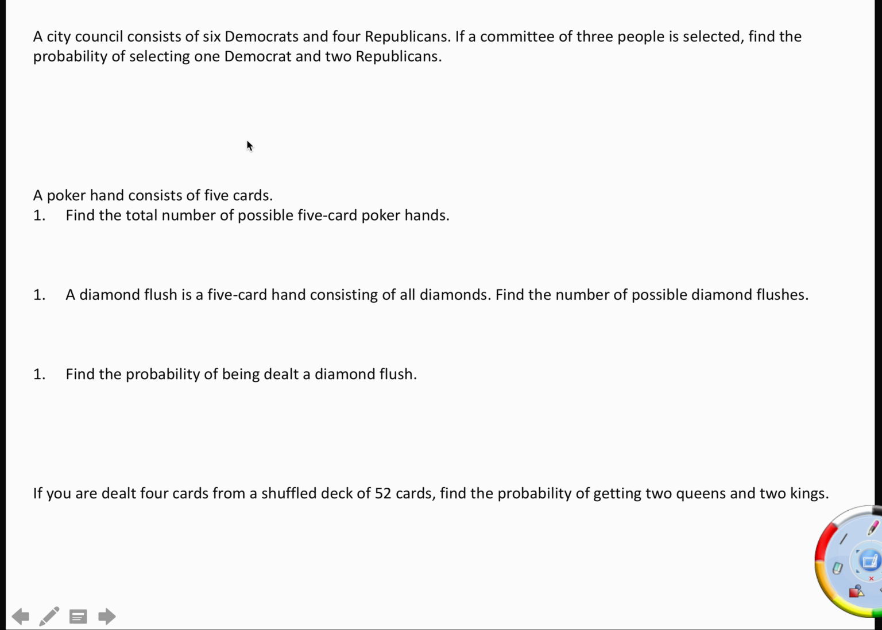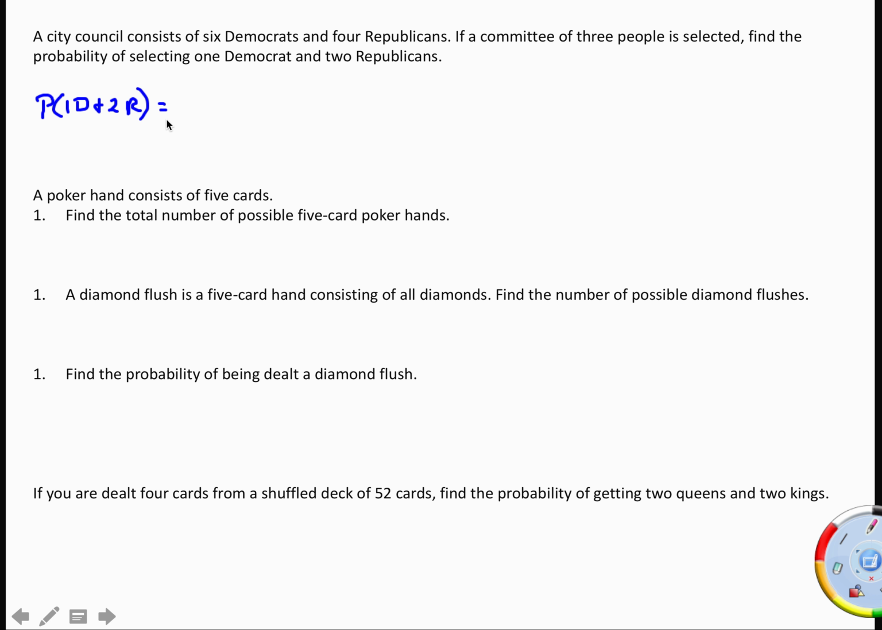A city council consists of 6 Democrats and 4 Republicans. If a committee of 3 people is selected, find the probability of selecting 1 Democrat and 2 Republicans. All right, so we want the probability of 1 Dem and 2 Republicans.